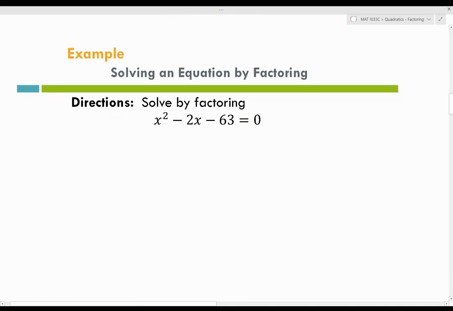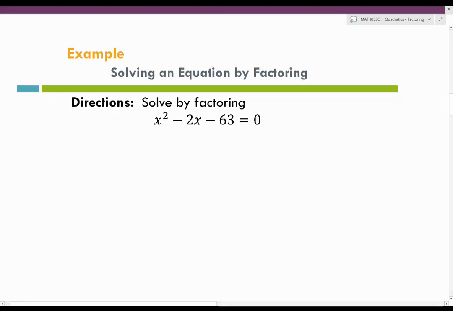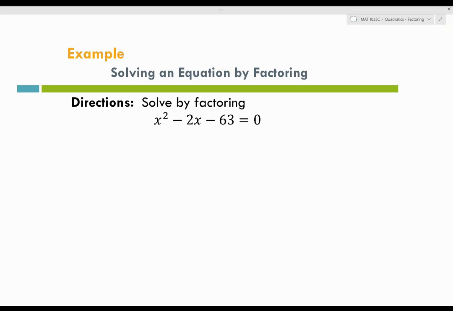Okay, same direction, solve by factoring. So we're going to walk ourselves through those same steps we did before. Step 1 was to make sure that your equation is set equal to 0. It is. Then we see that we have a trinomial again, whose leading coefficient is 1.